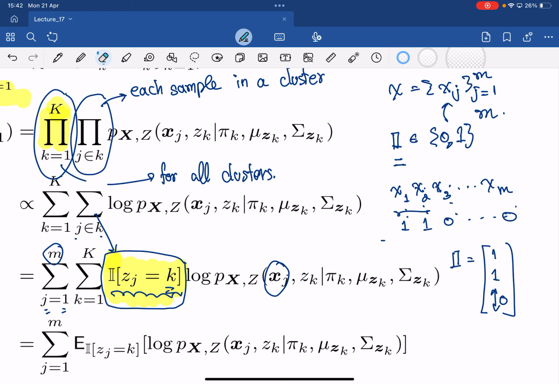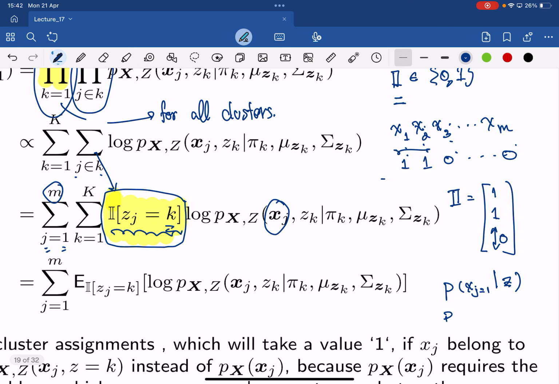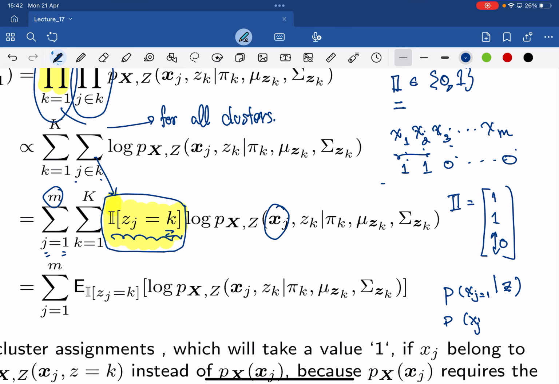So the same for the probability. If you multiply this I vector with the probability of, let's say, xj equal to 1 given that, and the probability of xj equal to 2 given that, and so on and so forth, you can use this I to compute the point-wise product, and then it will select only the element that you're interested in. So that's the key idea. Is that okay?